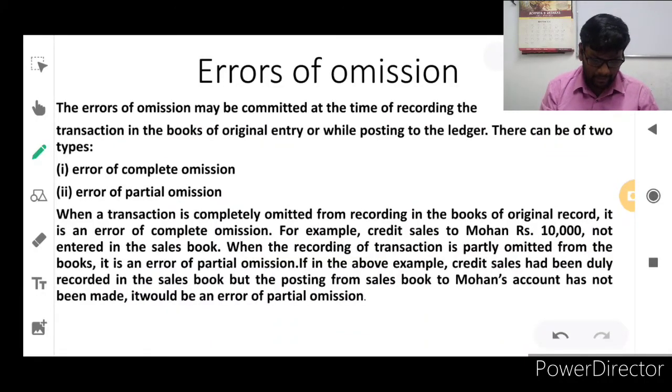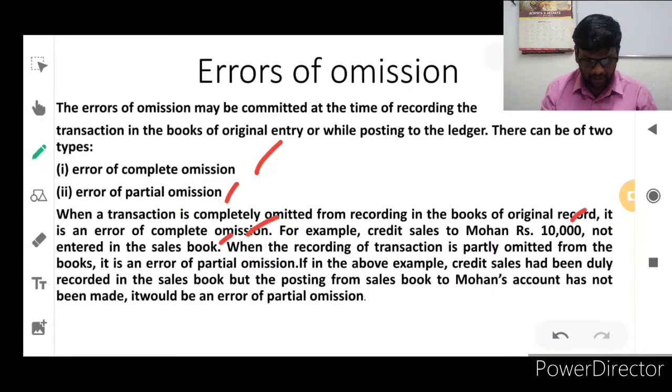The error of omission may be committed at the time of recording the transactions in the book of original entry or while posting to the ledger. There can be 2 types: errors of complete omission and errors of partial omission. When the transaction is completely omitted from recording in the books of original record, it is an error of complete omission. For example, credit sales to Mohan 10,000 rupees not entered in the sales book.